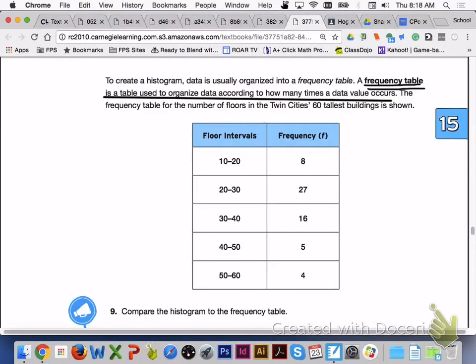Please turn to page 1041. To create a histogram, data is usually organized into a frequency table. A frequency table is a table used to organize data according to how many times a data value occurs. The frequency table for the number of floors in the Twin Cities' 60 tallest buildings is shown.